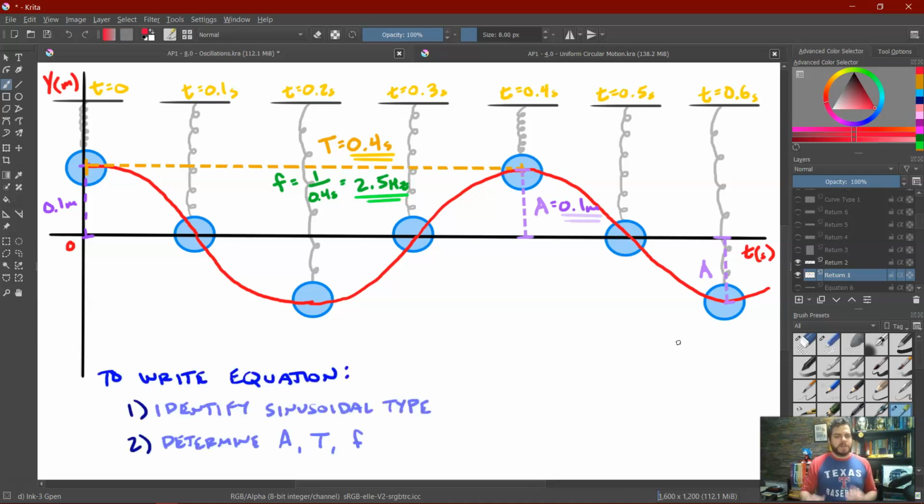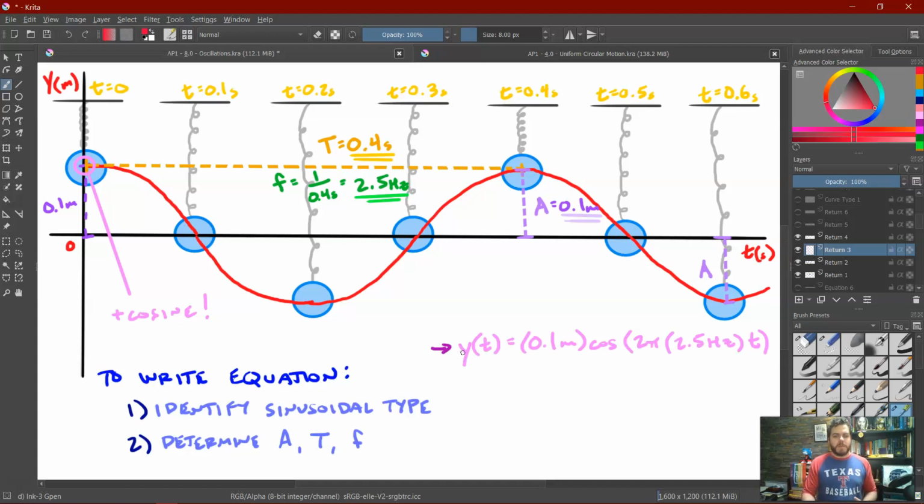Now, if we're going to write an equation for the motion of this object, we have to do a couple of different things. One, we need to identify the particular type of sinusoidal curve that it is. And two, we need to determine the amplitude, the period, and the frequency, which we already did for this particular situation. Now, as it comes to the sinusoidal curve here, a lot of you will know from your pre-cal class, you can look at this and go, oh, this is a positive cosine graph. So this is specifically positive cosine.